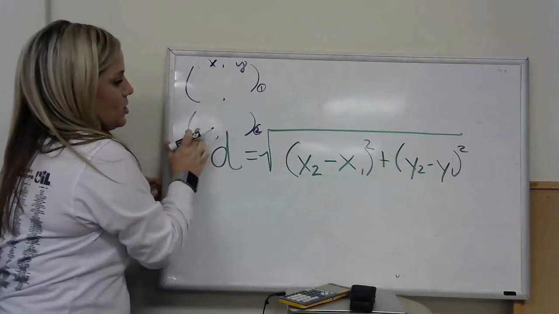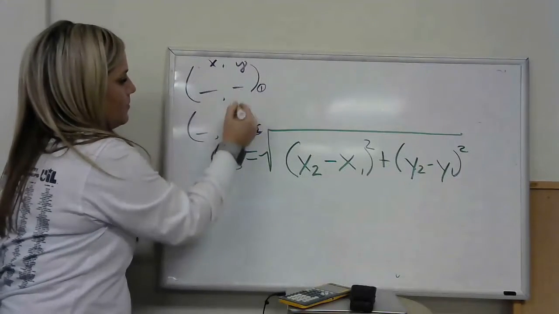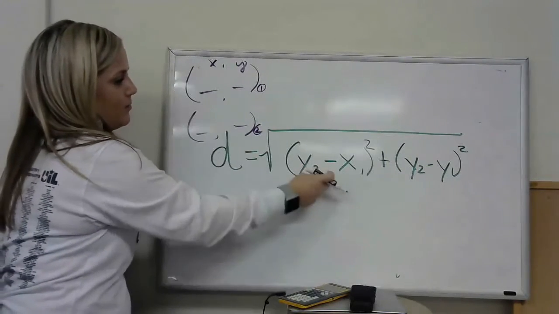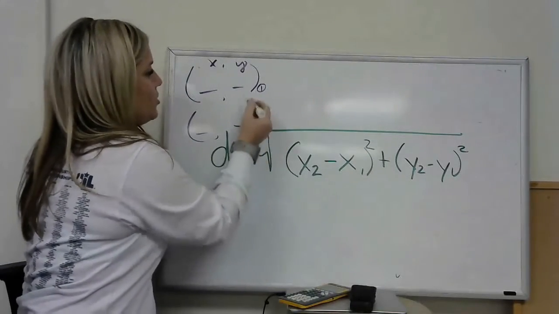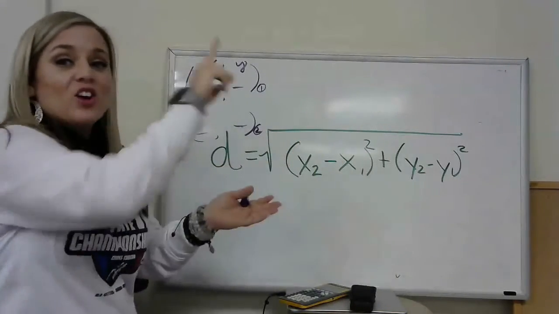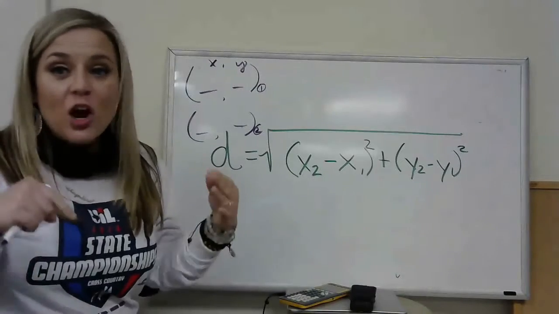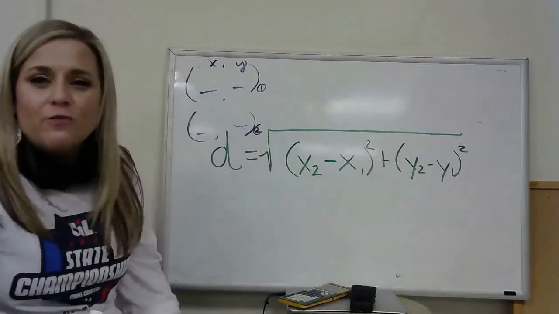So you'll do x2, whatever number you have here, x2 minus x1, and then we're going to square it, and then you're going to add it to y2 minus y1, squared. Then you're going to take the square root of all that. And you know what? That would be so difficult if you didn't have a calculator.